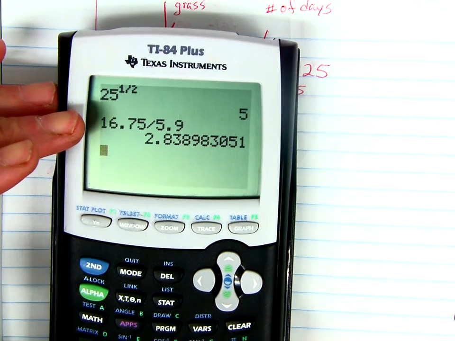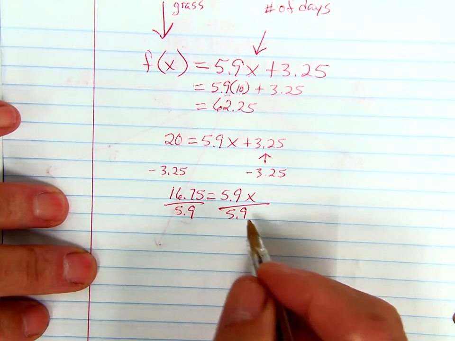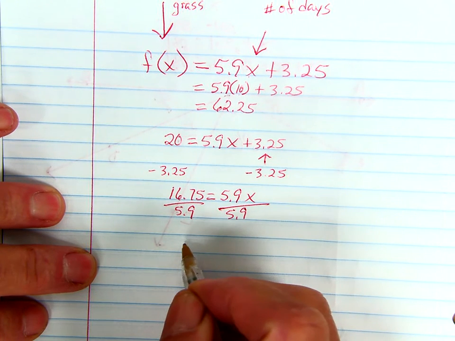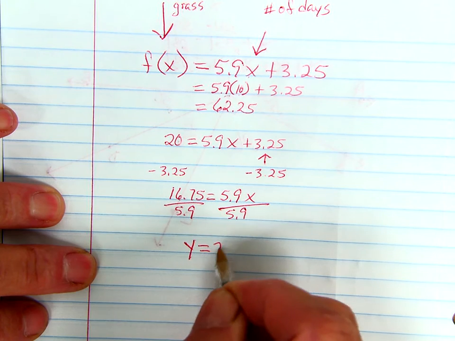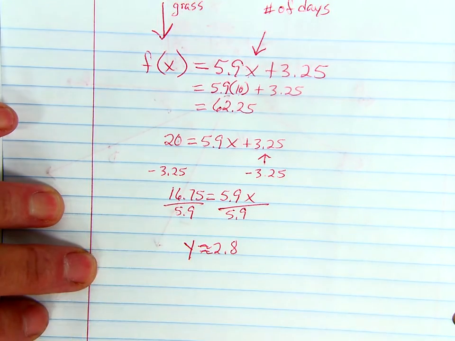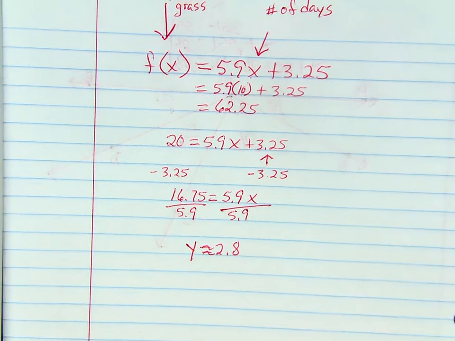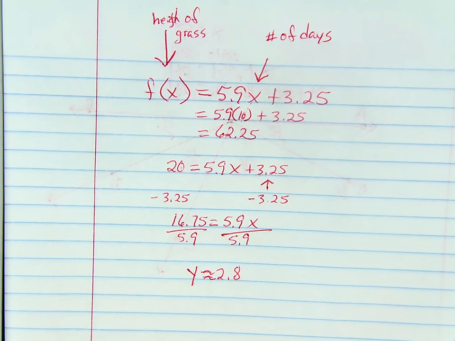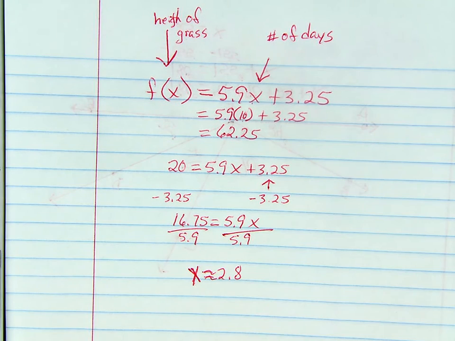It took about 2.8 days for the grass to get that tall. So y equals 2.8. About. Wouldn't it be x equals 2.8? You're right, x. Like the number of days, yes. About 2.8.